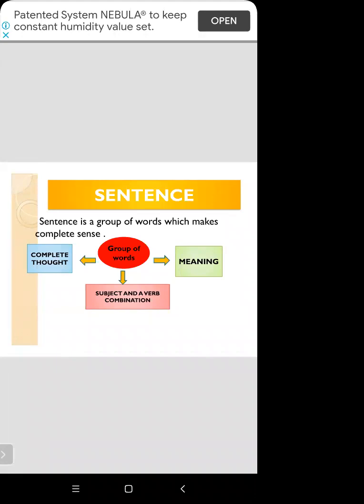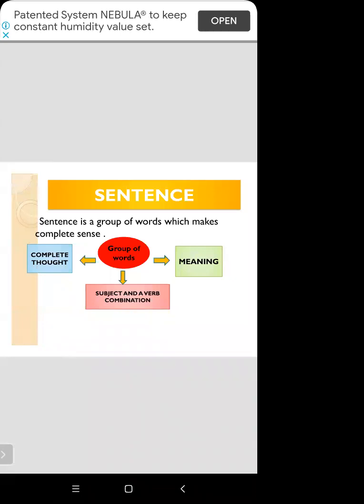Now read the same words in another order. An apple is a fruit. Now these words make complete sense. ये words क्या बनाते हैं? Complete sense बनाते हैं. And they form what is called a sentence. और ये जो form होती है वो क्या कहलाती है? हमारी sentence, जिसको हम क्या बोलते हैं? वाक्य. So, a sentence is a group of words which make complete sense.